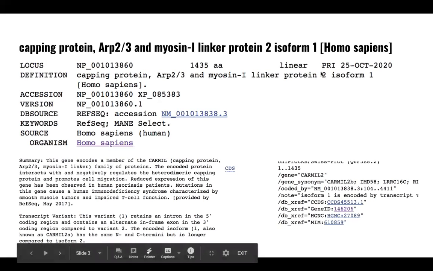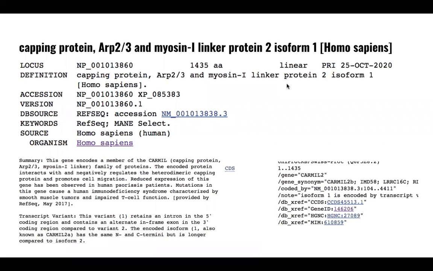It has a much longer name, but I'll just call it Carmil 2 for short because that's the gene that encodes this protein. And so these are screenshots from the NCBI website that give me more information about the protein, such as the length, which is about 1,435 amino acids long, the accession and version numbers, and also a summary. So just a quick summary about the protein. Carmil 2 is involved in the regulation of actin polymerization at the barbed end of actin filaments. Essentially, this protein negatively regulates another protein known as CAPZA2, which regulates the ARP2/3 complex's polymerization activity. So essentially, the presence of Carmil 2 increases polymerization.